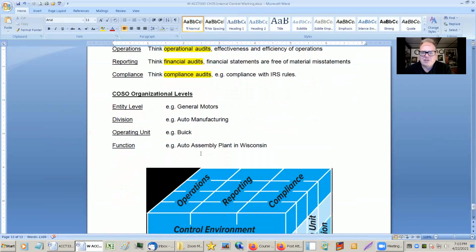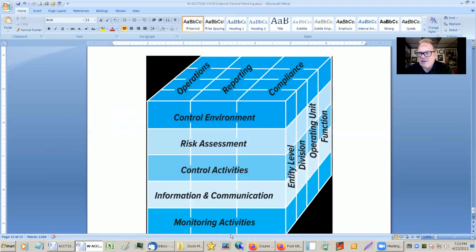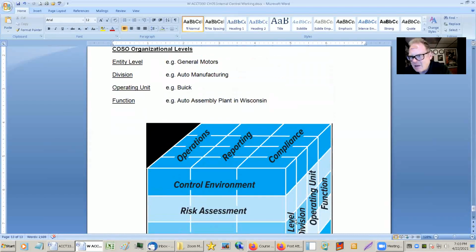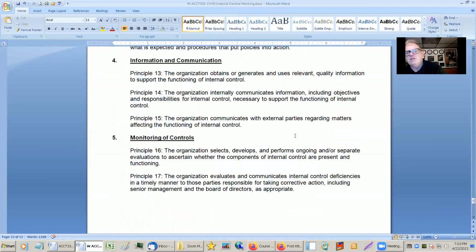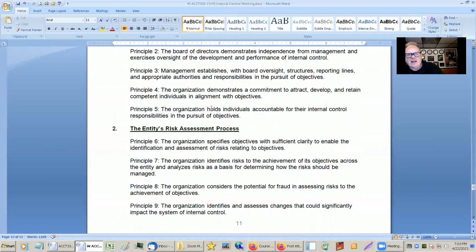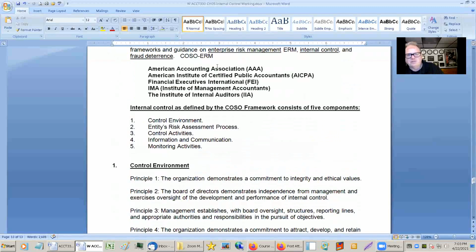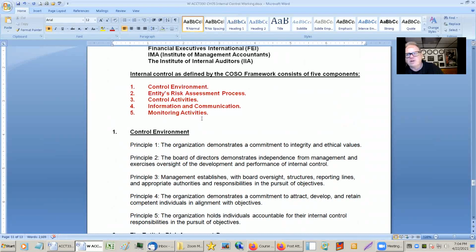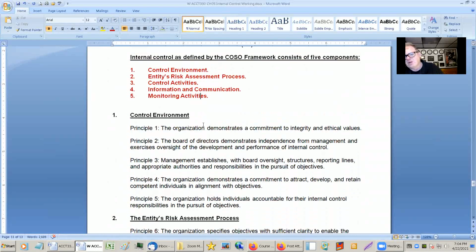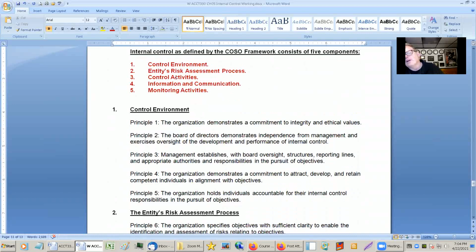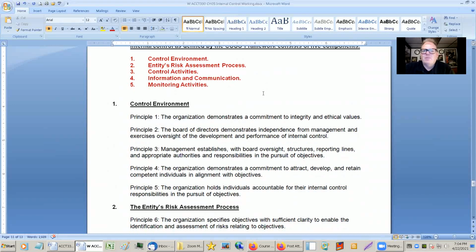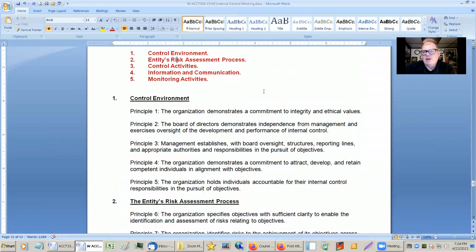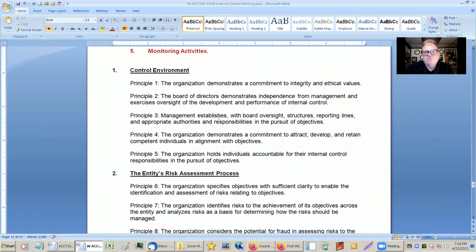These are just the levels of organization, and they're just saying these five things relate to those. Kind of common sense. So when you do this, you're just going to look at these five items. These are what you're going to focus on for the CPA exam. These five items, okay, they relate to these other things, but they go throughout the company.